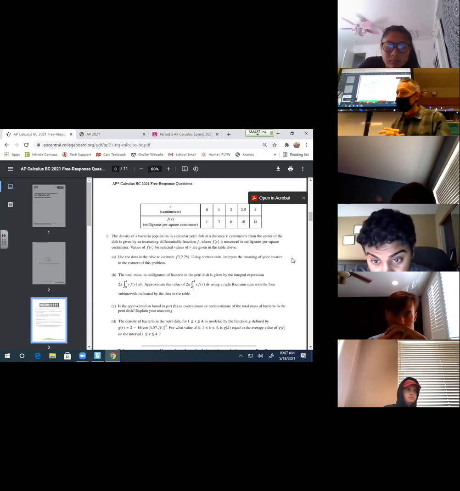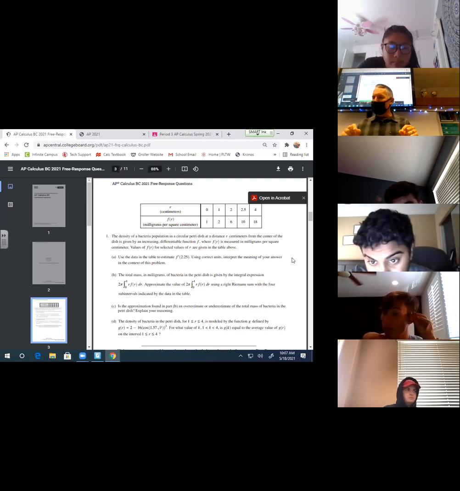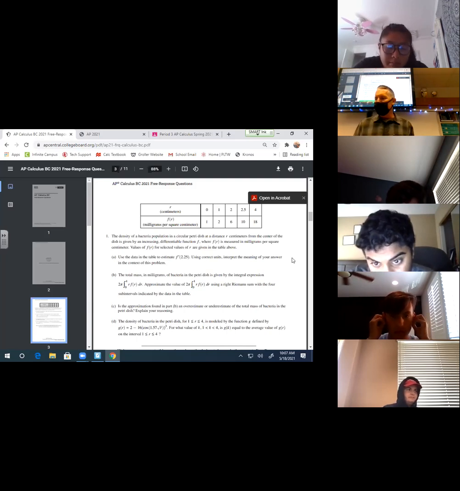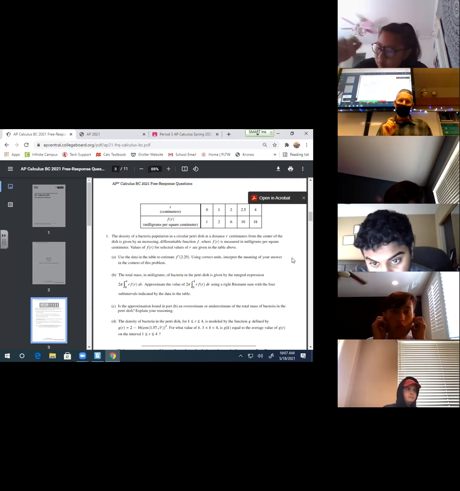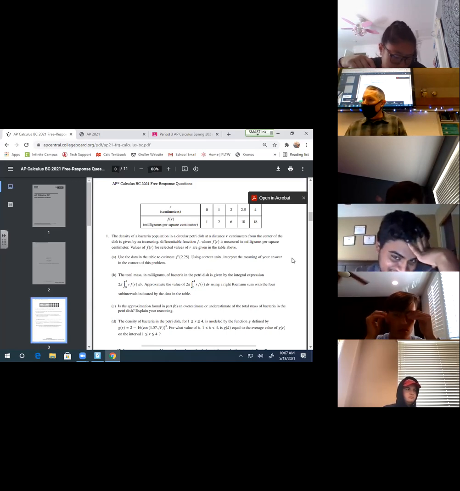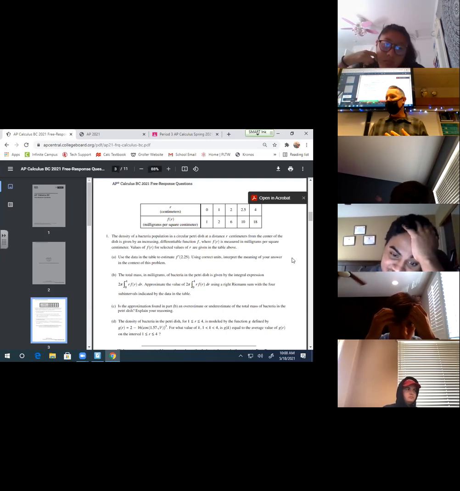So for this, it says the density of a bacteria population in a circular petri dish at a distance r centimeters from the center of the dish is given by an increasing differentiable function f, where f is measured in milligrams per square centimeter. Values of f of r, again, f of r is just the density, and it's based on the radius from the center, are given in the table above. Use the data in the table to estimate f prime of 2.25.